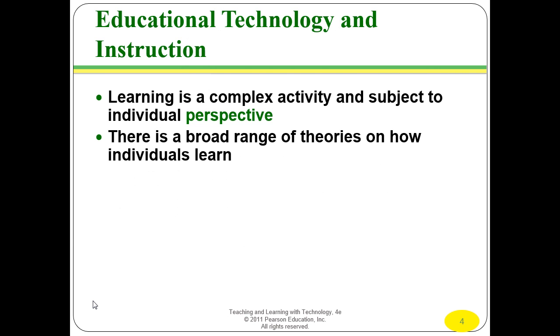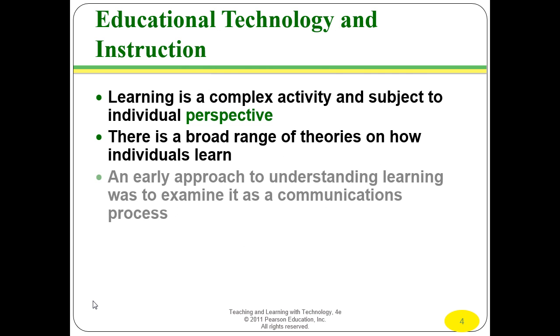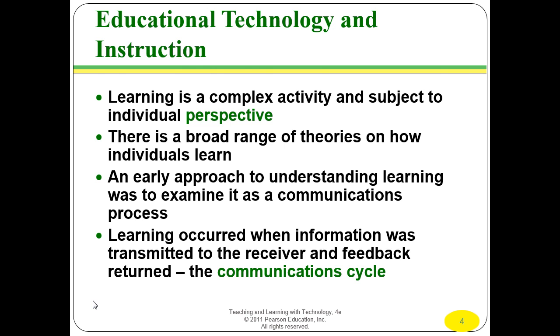I said again, there's a broad range of theories on how individuals can learn. One early approach that theorists used to try to understand learning was to examine it as a communications process, where people are talking and people are listening, and then the roles are reversed. The other person talks and then the other person listens. Learning occurred when information was transmitted to the receiver and feedback returned, and that completes the communication cycle.